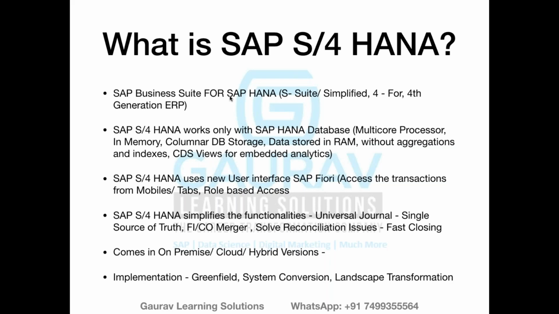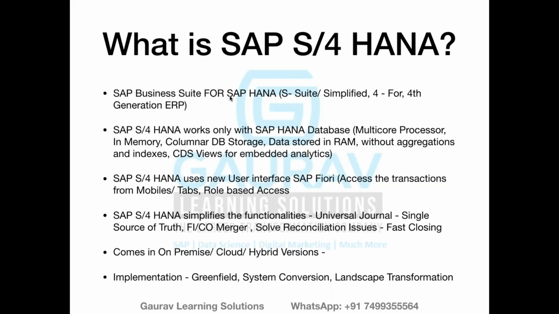FI/CO has been merged. Just now I told you there is no need to segregate FI and CO. There is no need of doing the reconciliation activity because the universal journal is going to store all the data at one place. That is the reason FI and CO have been merged, and there is no need to unnecessarily perform the reconciliations during the month end, whether my FI and CO results are matching or not. They will always match as far as the universal journal is concerned. And obviously it will also help you solve the reconciliation issues, and ultimately you will be able to close your books faster.